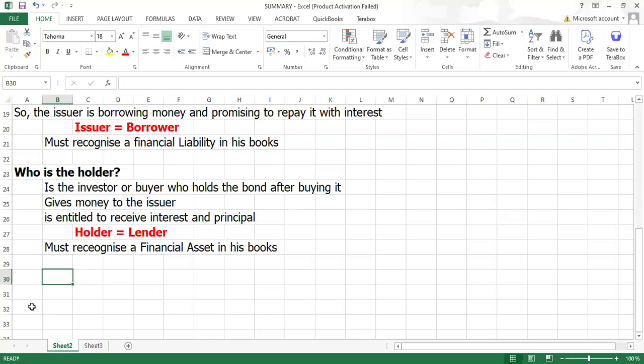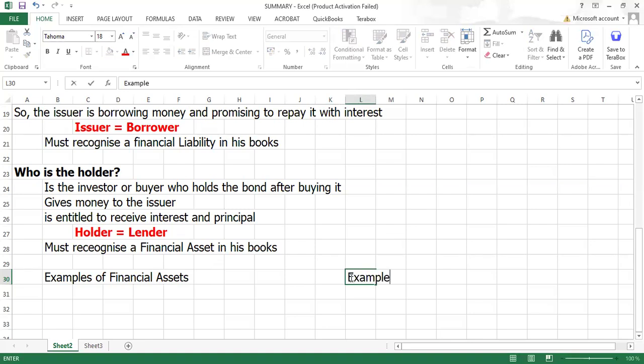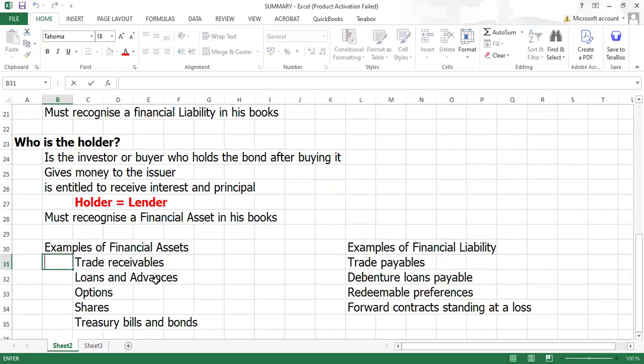Now, what are some of the examples of financial assets? Examples of financial assets. What are some of the examples of financial liability? If it's loans and advances in the books of the bank, isn't it an asset? Yes. Understood. Okay, understand everything.